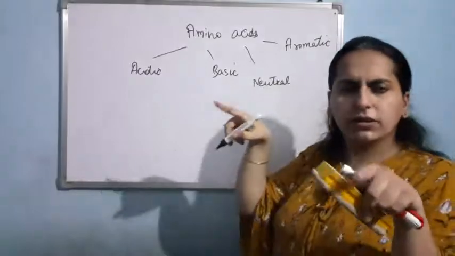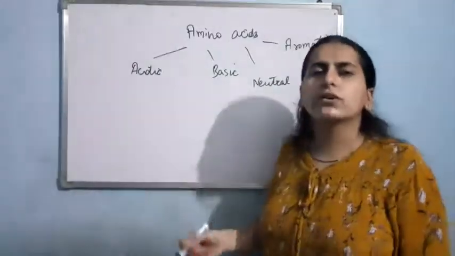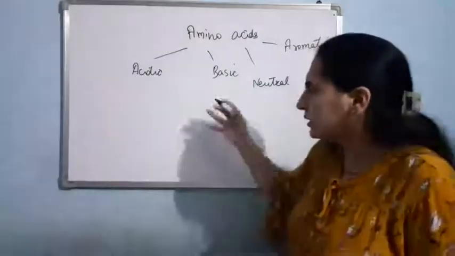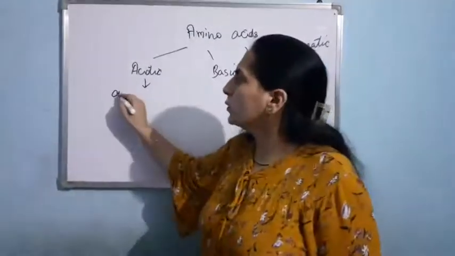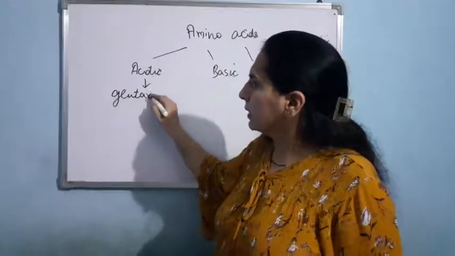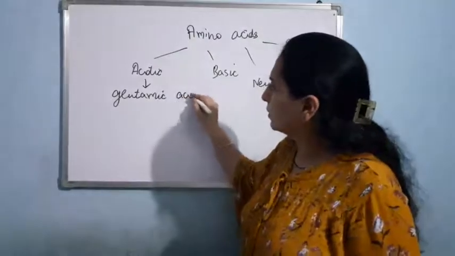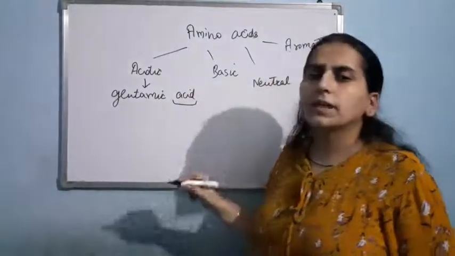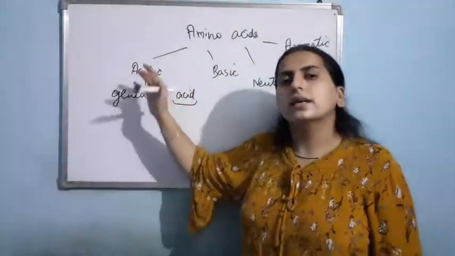Aromatic means they will be having a ring chain-like structure. Now let us draw their structure. You will understand it better. The example of acidic amino acid is glutamic acid. As it is understood from the name acid. Clear? So this amino acid is acidic in nature.